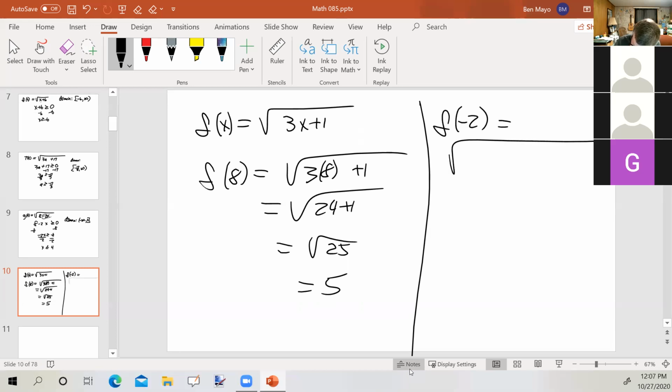All right, let's find f of negative 2. That would be the square root of 3 times negative 2 plus 1, which would be the square root of negative 6 plus 1, which would be the square root of negative 5.